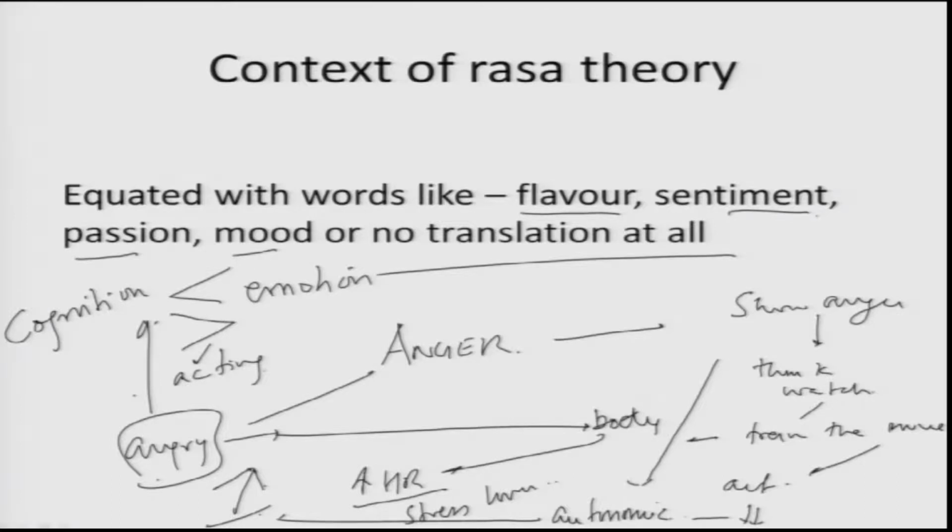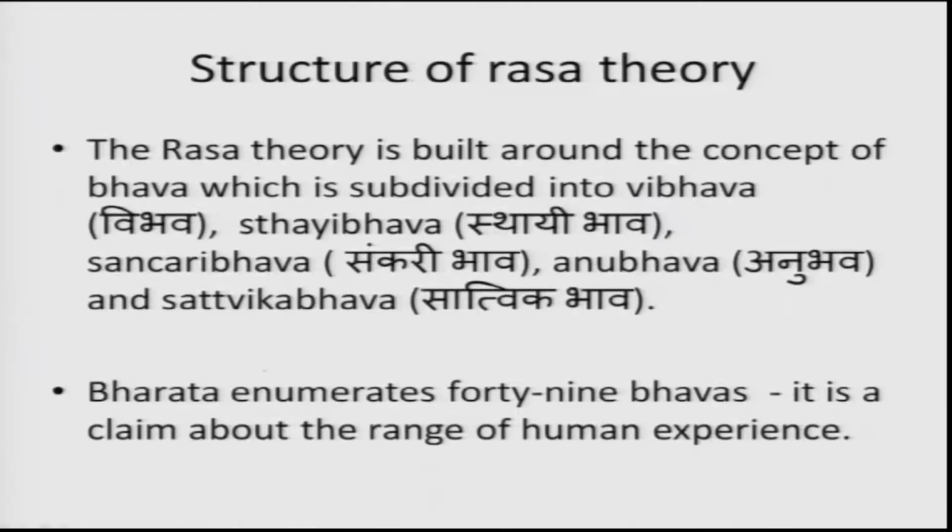Now, this whole concept is used in theatre and acting. So, this is what we were talking about, bhav. Bharat said there are 49 bhavs. It is claimed to cover the range of human experience. So, when I am talking of range of human experience, it is not just emotions, it is this dimension which emerges from cognition and emotion. Why? We will talk in the next lecture.